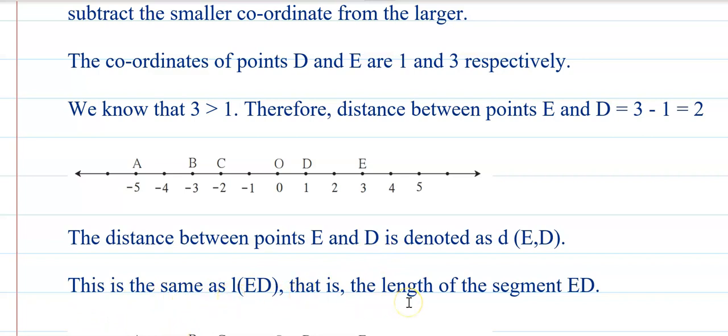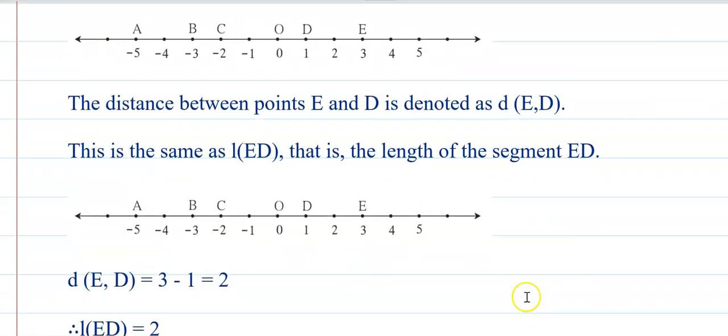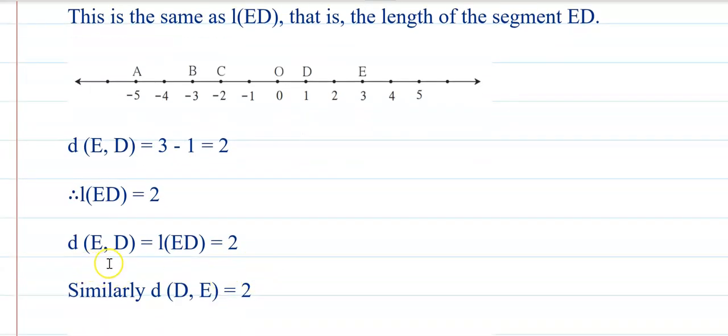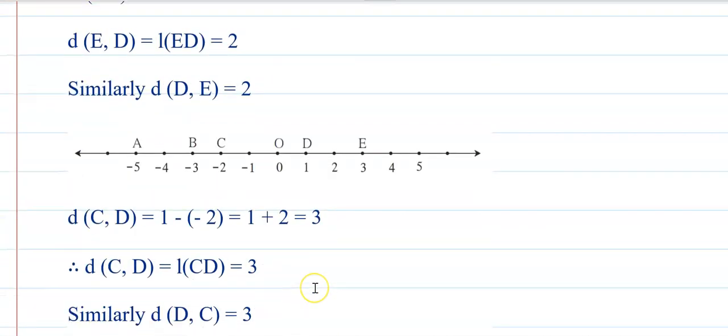That is the length of the segment ED. Now next, ED is equal to 3 minus 1. E denotes 3, the bigger coordinate. 3 minus 1 is equal to 2. Therefore, the distance ED, the length ED, is equal to 2. Similarly, we can find the distance DE, which means both are one and the same. DE or ED, it's one and the same.